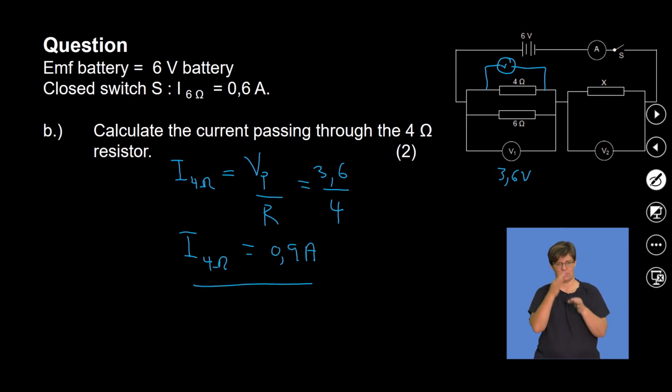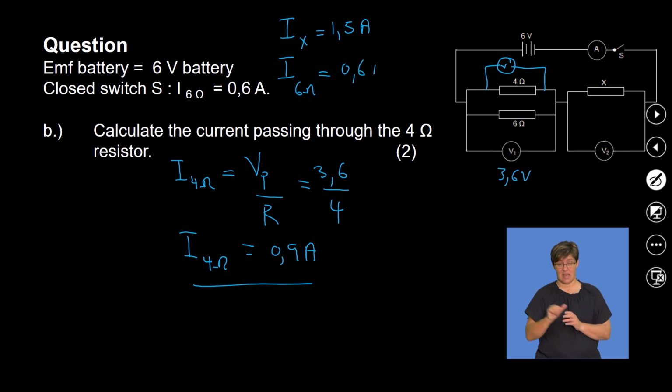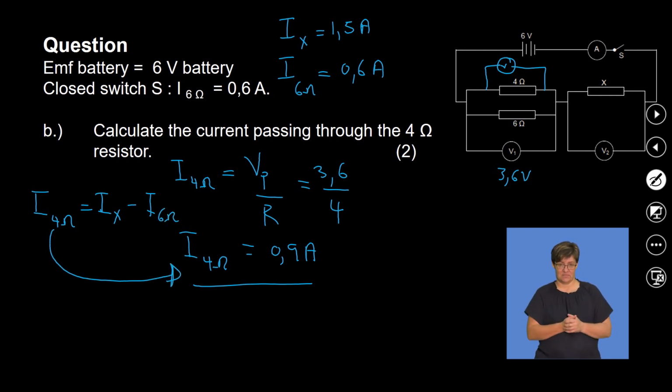So it's a simple thing. If the total current is equal to 1.5 amperes, and the current that goes through 6 ohms is equal to 0.6 amperes, then the current that goes through 4 ohms is equal to the total current minus the current that goes through 6 ohms, okay? This will give us exactly that, right?